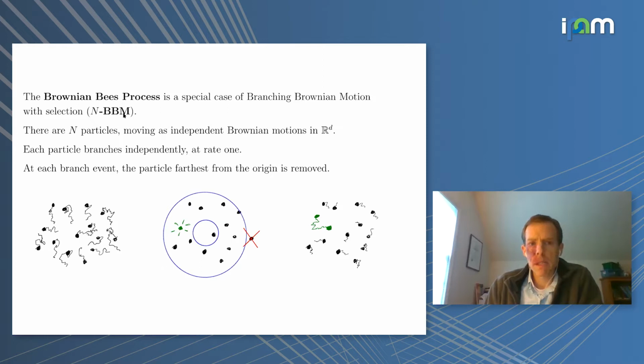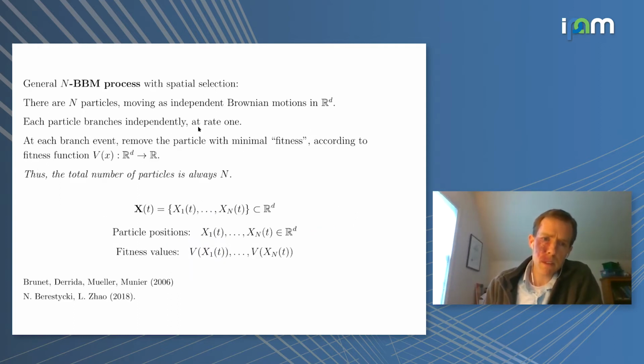So the name Brownian bees is just because this gives the impression of a swarm of bees around the origin. Since the selection acts on the particle that's farthest away, this has a confining effect, as I'll explain. But this is a special case of NBBM, branching Brownian motion with spatial selection.